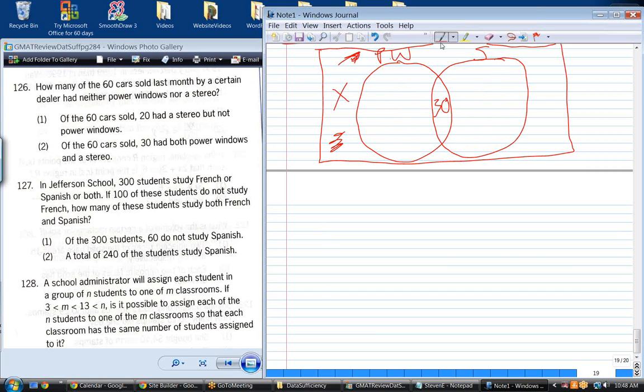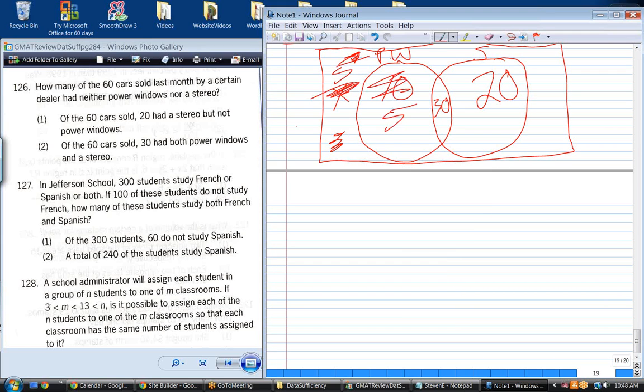Okay, so now if we take both of them. Now I got 20 there, I got 30 there. So that means there's 30, because the stereos have only stereos, but the 30 that are inside of there have stereos. So now this is separate. There's only 10 with power windows. Either I can put the 10 there, or I could put 5 there and 5 here.